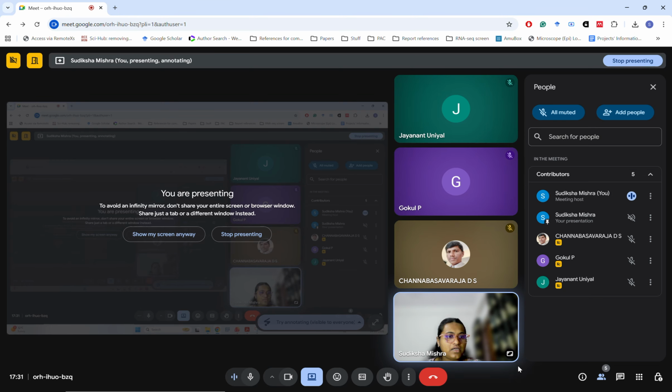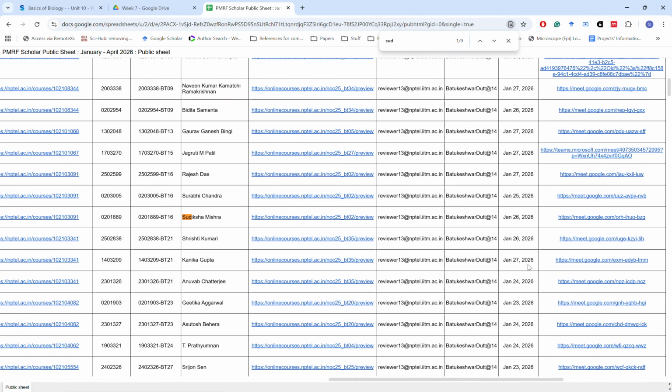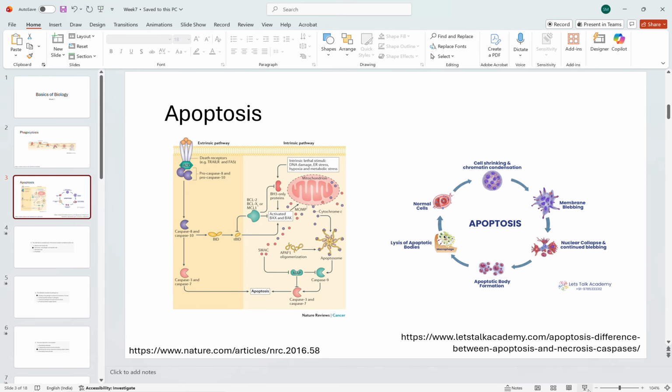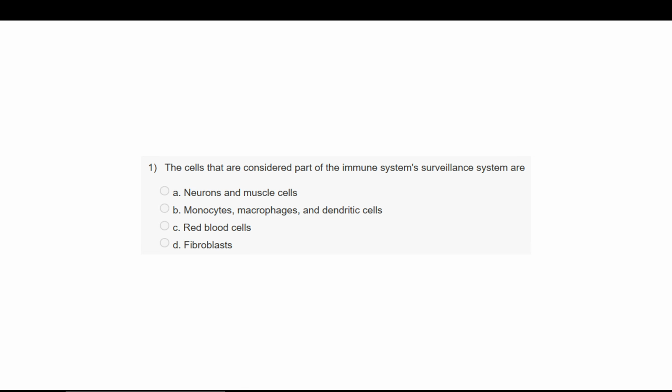Okay. If there are no questions, I will discuss some old assignment questions pertaining to this. The first question is: the cells that are considered part of the immune surveillance system are neurons and muscle cells, monocytes, macrophages, dendritic cells, or red blood cells.